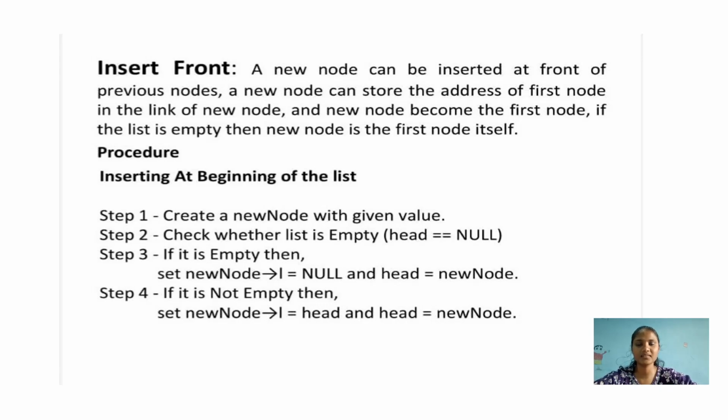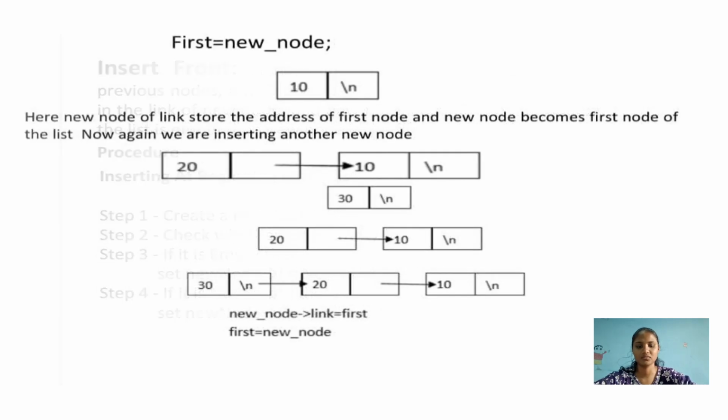First we check whether the list is empty or not. If the list is empty, then the newly inserted node becomes the first node. To check whether the list is empty, we use head equals null. Here the head always points to the first node. If the list is not empty, then we store the address of the first node in the new node. Now the first node becomes the second node and the newly inserted node becomes the first node.